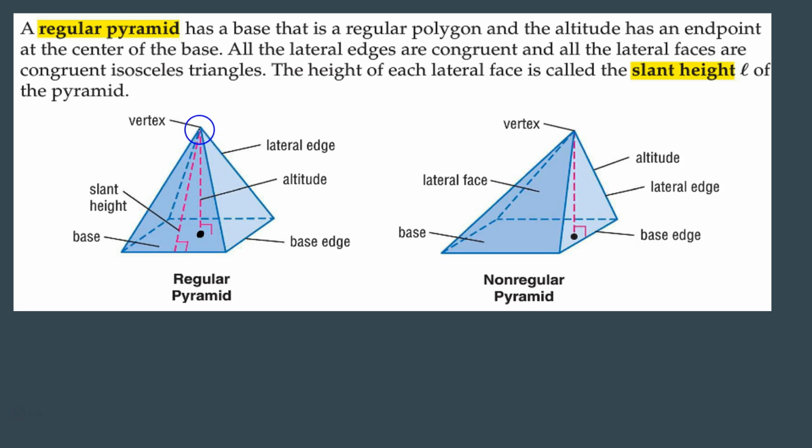So the vertex is where all the tips meet, and the base we're talking about is this area down here. Altitude is going to be where that 90 degrees is. And we have that slant height, which is also shown with that 90 degrees. And we have a lateral face, which is back here in that area.